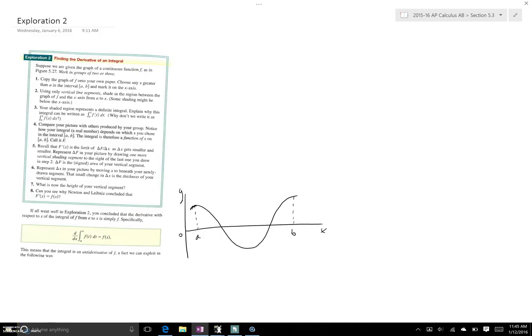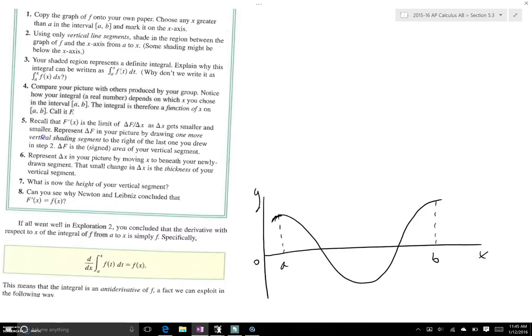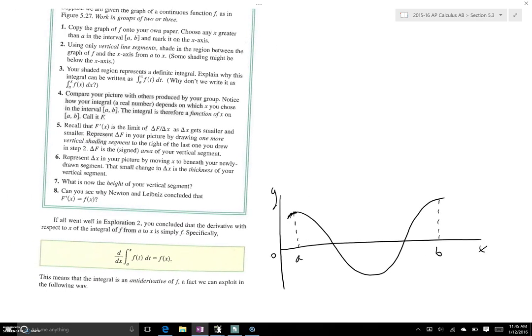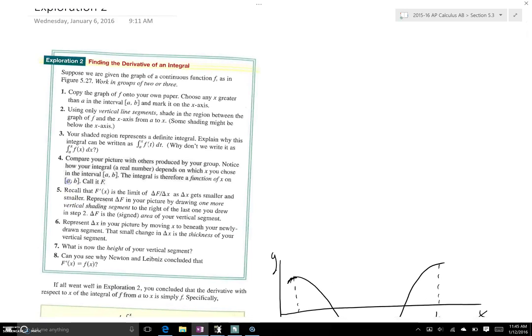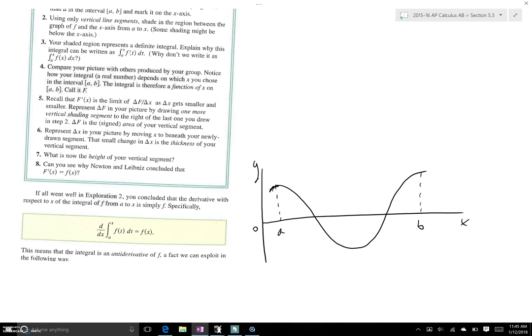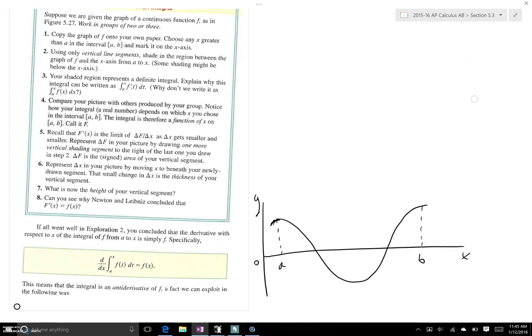Alright, so let's move on to exploration 2. Instead of doing this as group work, I'm going to walk you through it since we're not in class together today. It says to copy the graph onto a sheet of paper. So here's just a rough sketch of that graph.